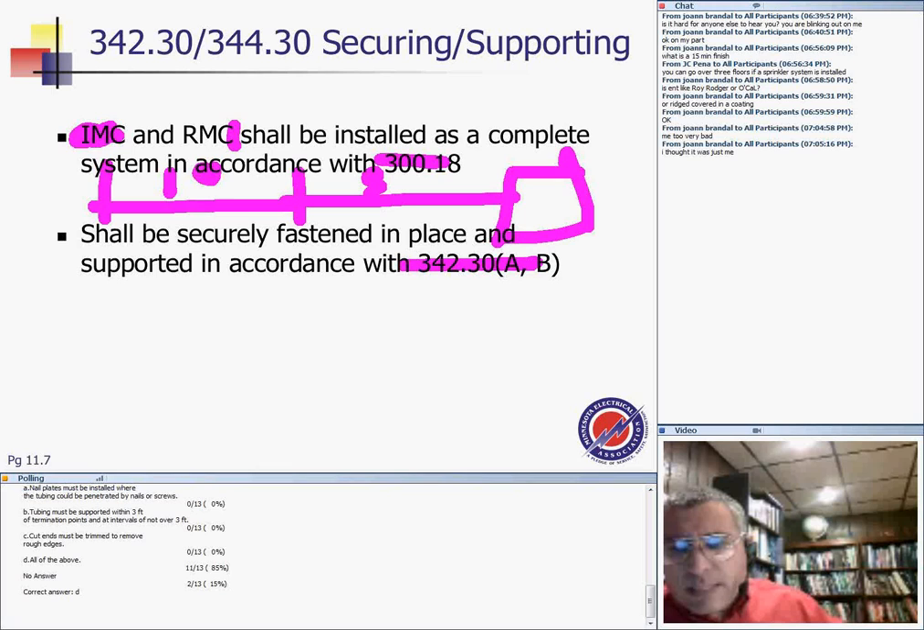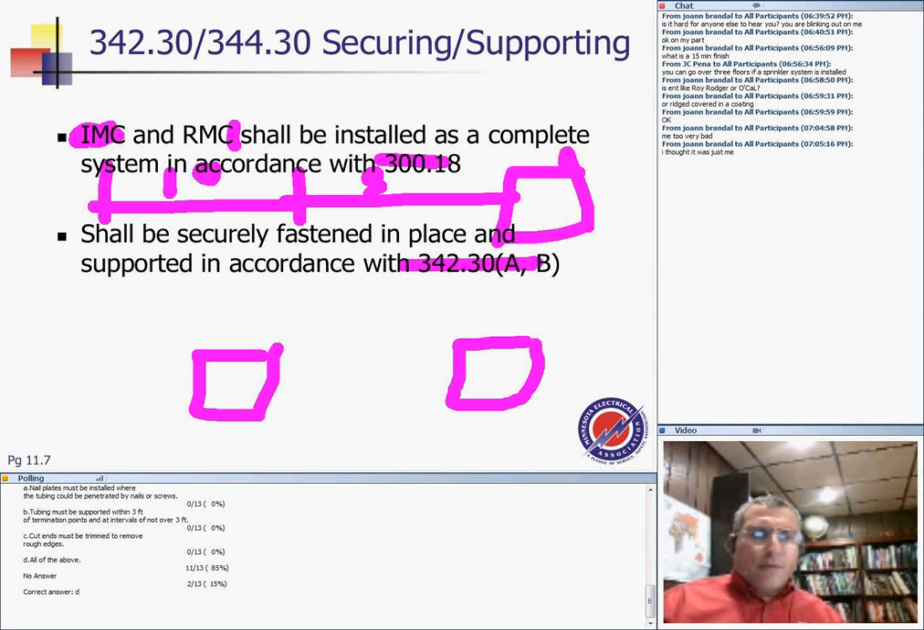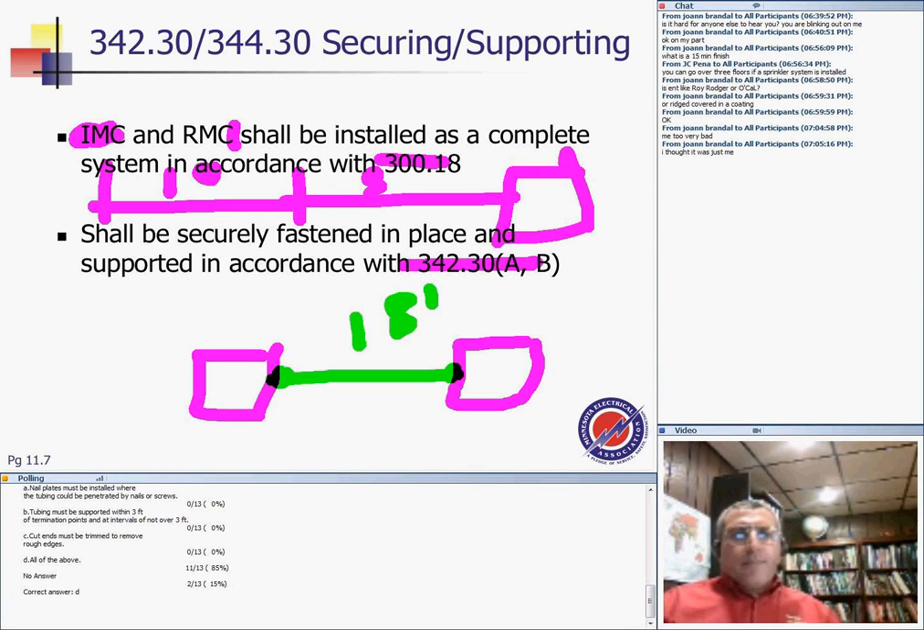In 2008 they said if the conduit is 18 inches or less, you don't need to support it. In 2011 they got rid of this, and brought it in 2008. So if this is an 18-inch conduit, you don't need to support it. They got rid of it.